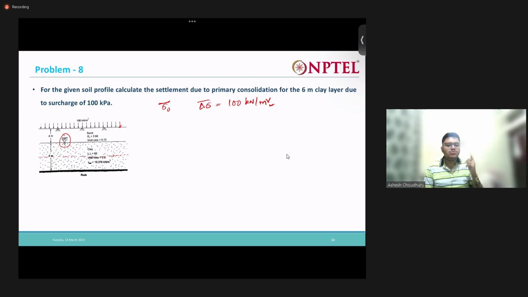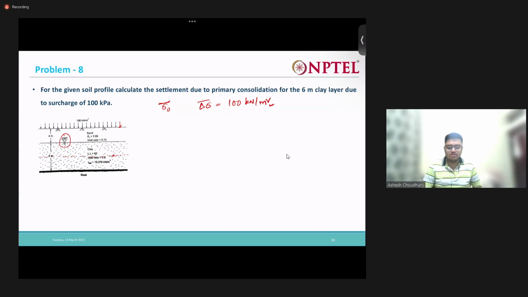Okay, Cc we can find out from the liquid limit. Using an empirical relation we can find out the compression index from the liquid limit value. The Cc we know, the thickness of the clay layer we know, our stress changes we know, and our initial void ratio is given as 0.9, so we can find out the settlement of the clay.